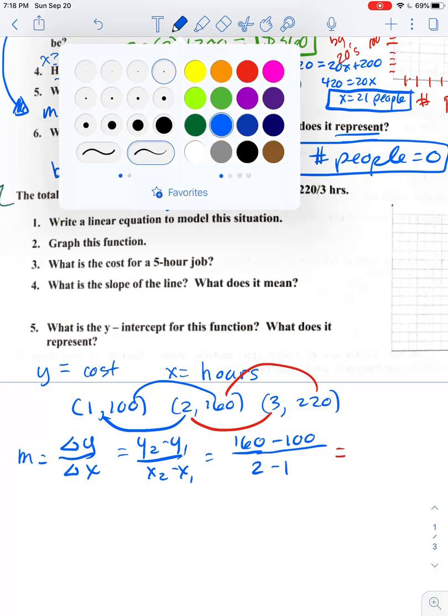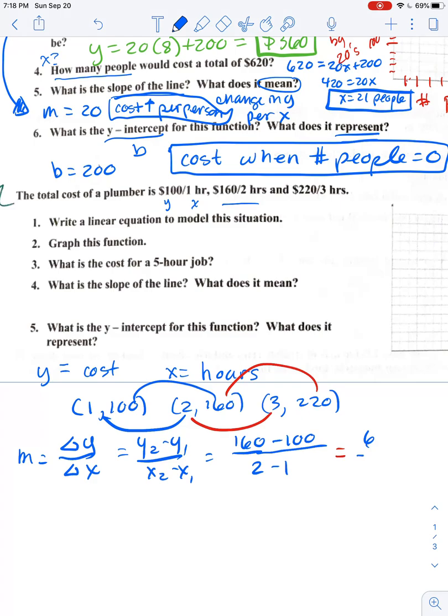Either way, this is going to turn out to be 60 over 1, because math is hard for me apparently. 60 over 1, and then that's going to make my slope 60. Okay, keeping in mind, when it says what is the slope of the line, we just found that the slope of the line is 60, and since it always means y per x, for us that's going to be y, which is the cost, per x, which is going to be the hour. So it's representing the cost per hour, which is 60.